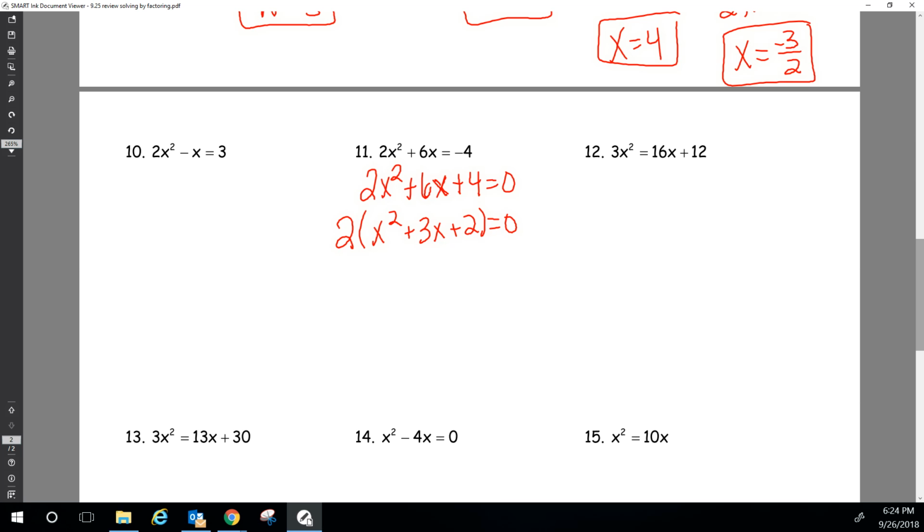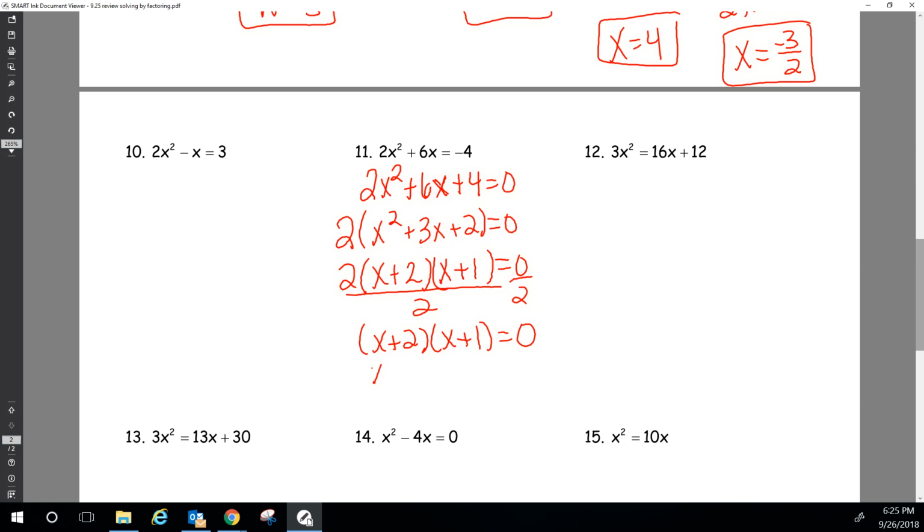And notice what happens here. Now I don't even have to divide and slide anymore. It won't always be the case. But I brought the 2 out, now I don't have a leading coefficient. So this is just 2, and then I can factor the guy in the middle. 2 numbers that multiply to 2 and add up to 3 would be 2 and 1. And now when I go to solve this, I'm going to divide off that 2, and I just have x plus 2 times x plus 1. 0 divided by 2 is 0. So x plus 2 equals 0, x plus 1 equals 0, which means x is equal to -2, x is equal to -1.